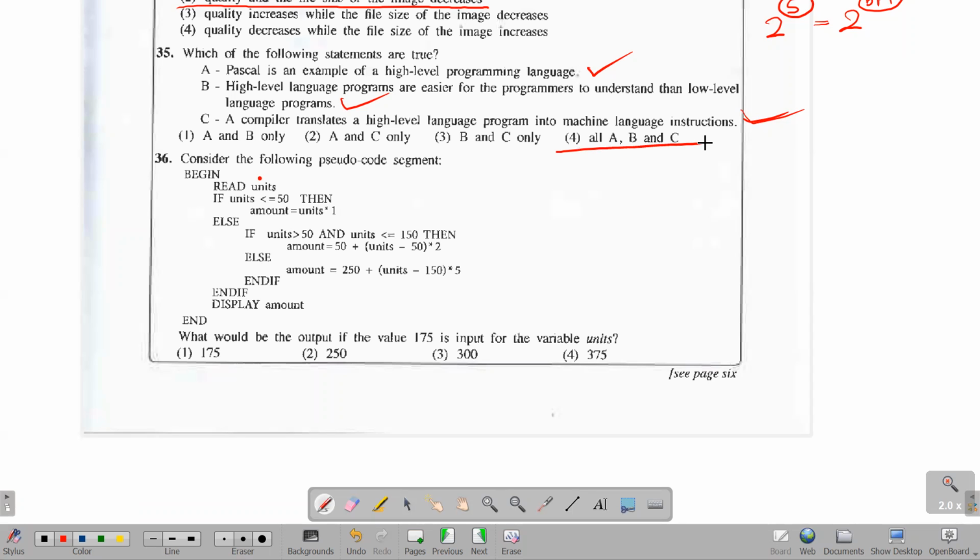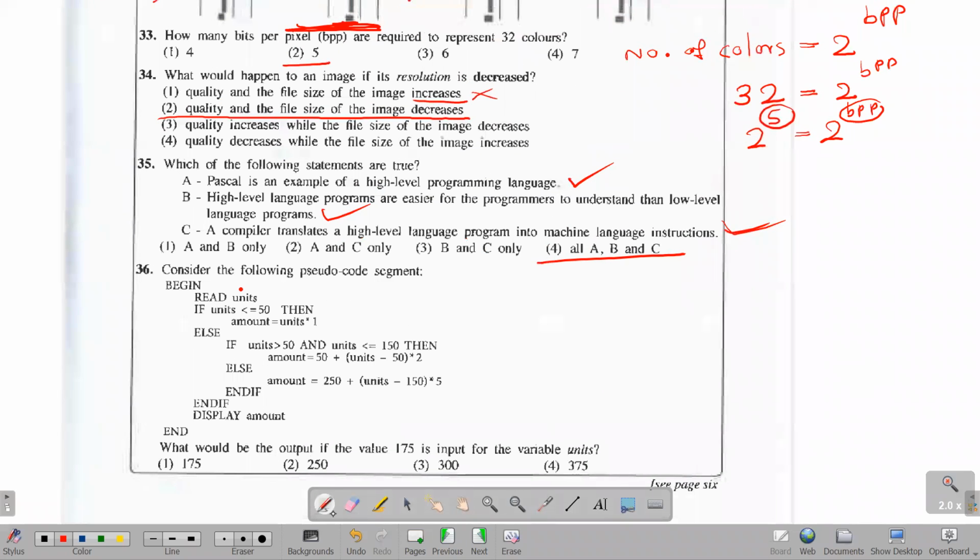36th. Consider the following pseudocode segment. What would be the output if the value 175 is input for the variable units? Right, so let's check how it is happening. Let me hand trace it. So it begins with read units. So the units column is going to take 175.